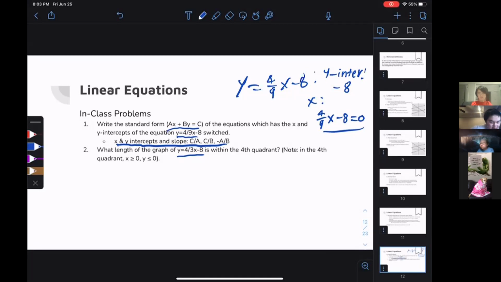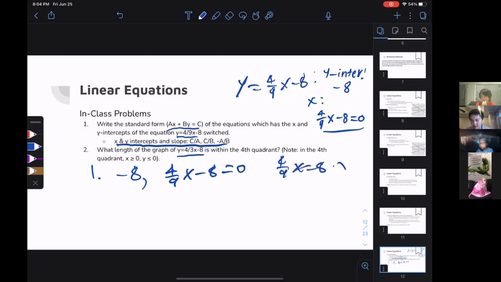Alright, so it's been a couple of minutes, so I'll just go over this real quick. For number 1, the y-intercept is -8, as you can see, because it's in slope-intercept form. To solve for the x-intercept, it's where it intersects the x-axis, so y is equal to 0, and so 4/9 x minus 8 is equal to 0. So 4/9 x is equal to 8, and then x is equal to 18.